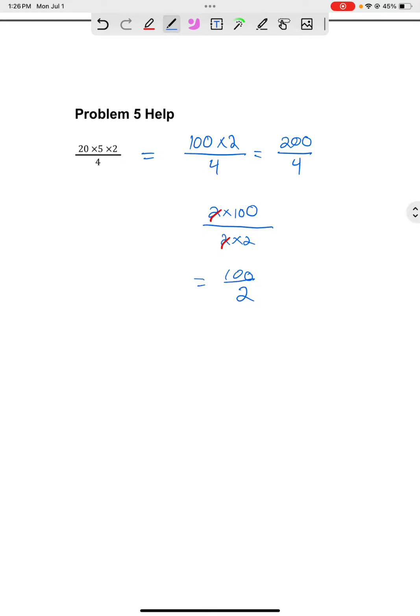I know that. Good. But if you don't know that automatically, what you may know is that 100 is 2 times 50, and 2 is 2 times 1, because we're just looking to see what the factors are of the numerator and the denominator. Again, the 2's are going to cancel because the 2 is a factor in the top and the bottom. And so I'm left with 50 over 1, which is just 50. And that is the answer.